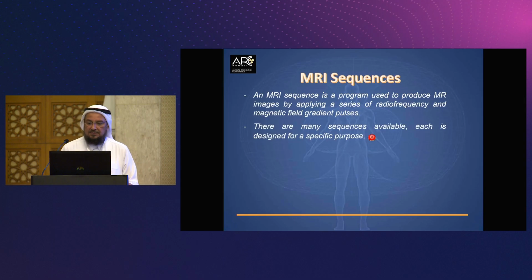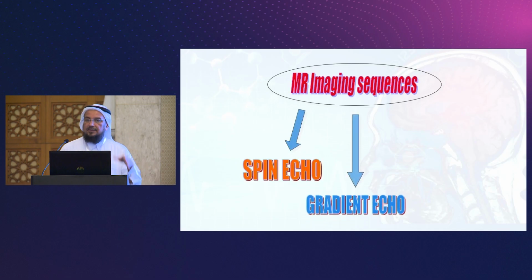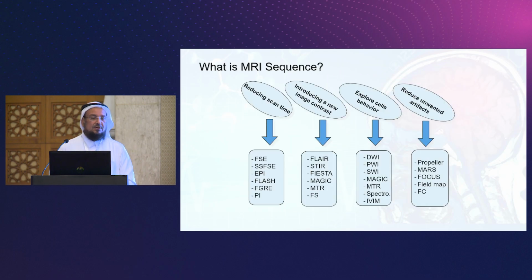So there are many, many sequences available, but they fall under 3 categories. We have spin echo, gradient echo, and echo planar. As I said, it depends on the way we acquire the images. Under those, there are many, many sequences, more than hundreds of sequences. The idea behind that is that each sequence is tweaked to answer something or to highlight something in the images.